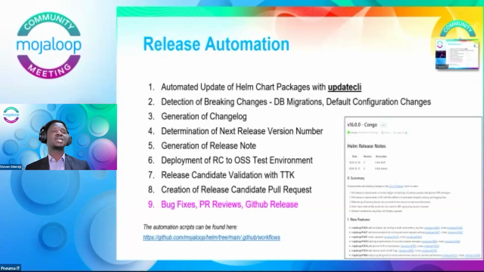So a case in point is V16 Congo. That version number was actually chosen by the release automation process, and we found it to be very correct, because in addition to new features, there are also breaking changes which were highlighted in the release notes by the process. The 5th one is we are now able to generate the release notes.